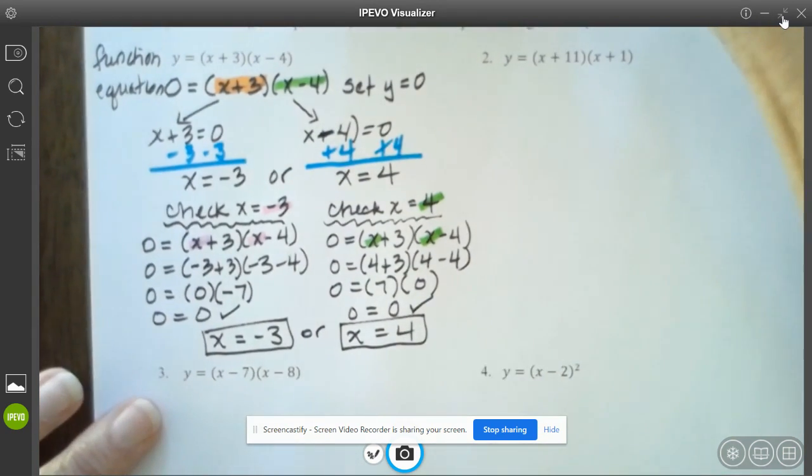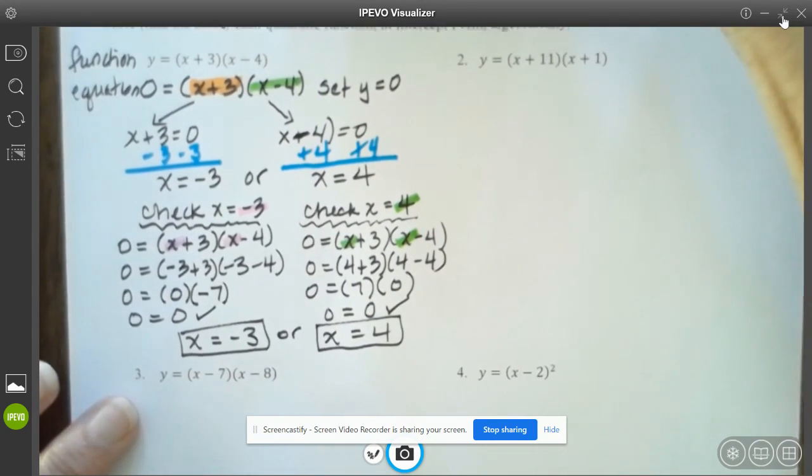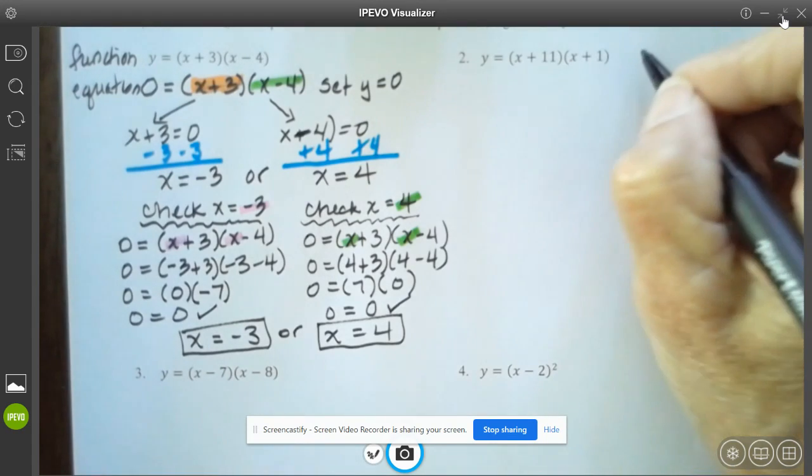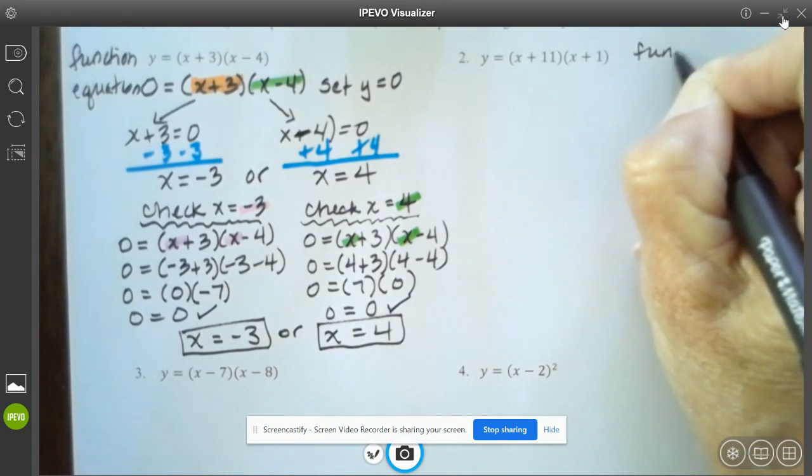Hopefully you guys are taking notes on this. If you're not, that's fine, but it may help when you get to the math space activity that I do expect you to do. So this is our starting function.